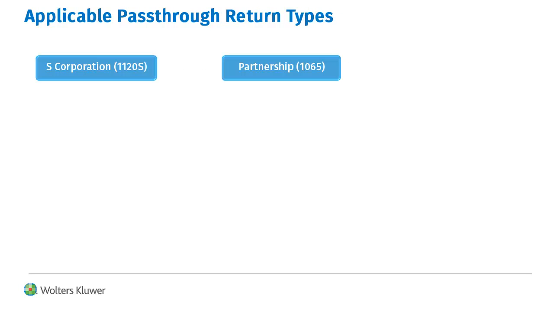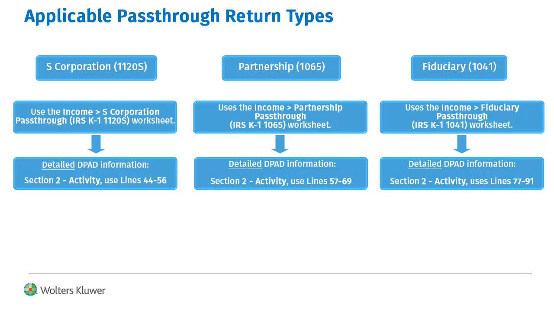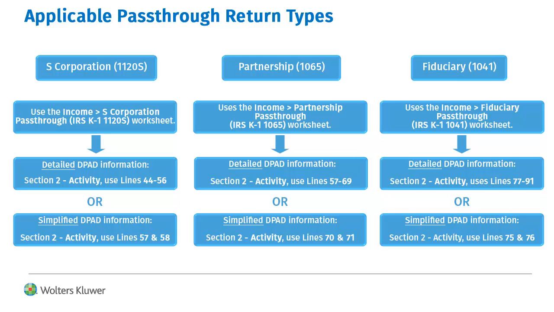The applicable pass-through return types are S-corporation, partnership, and fiduciary returns. You can make the appropriate worksheet selection under the income category. Next, you will select Section 2, Activity, and then enter information in the applicable lines shown here. Note the difference for the detailed inputs and the simplified inputs.